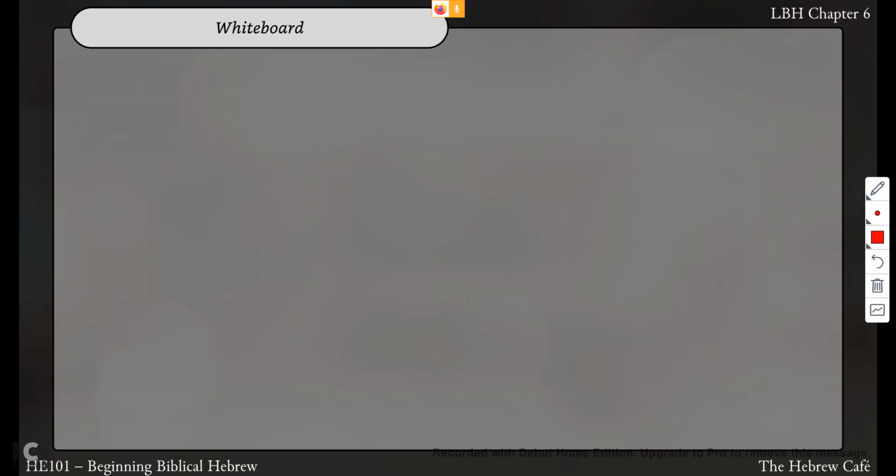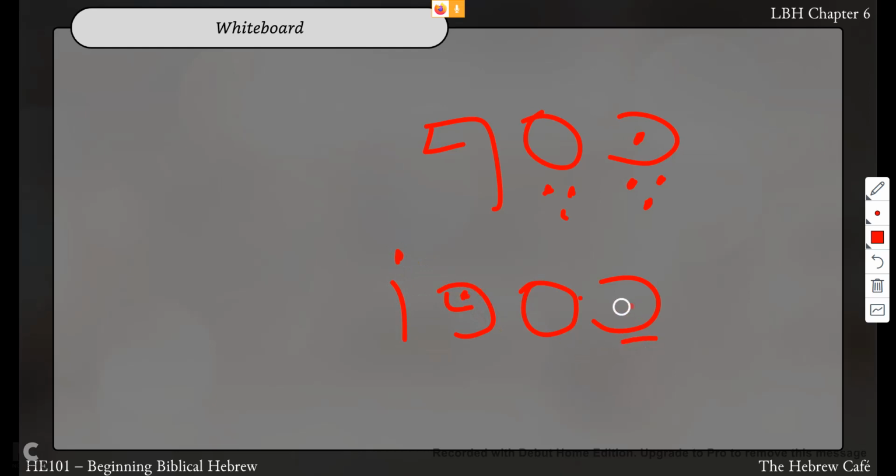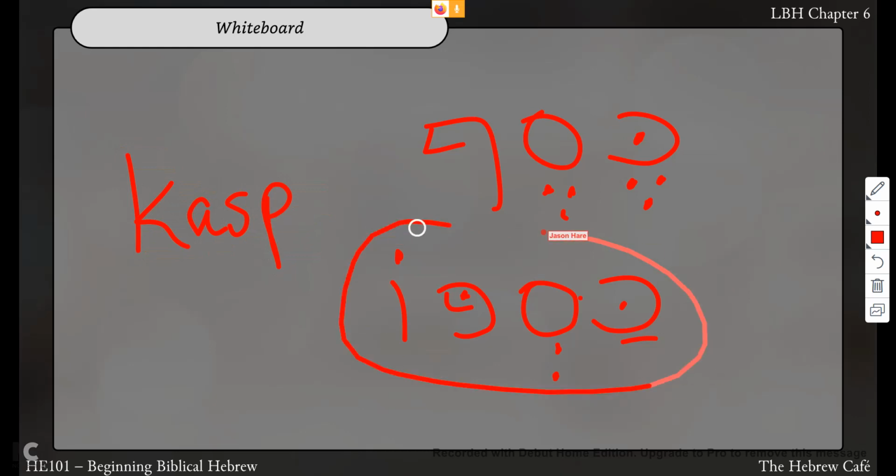I'll get a blank sheet here. We have words like kesef. Kesef means gold or silver. And we know that, we talked about it last week, historical forms. If I say his money, I would say kaspo. Kaspo is his money, which tells us that the historical form was kasp, K-A-S-P. That's the historical form. We know that because of this.